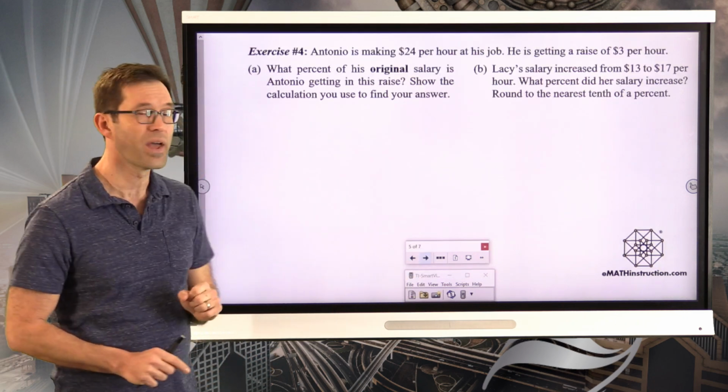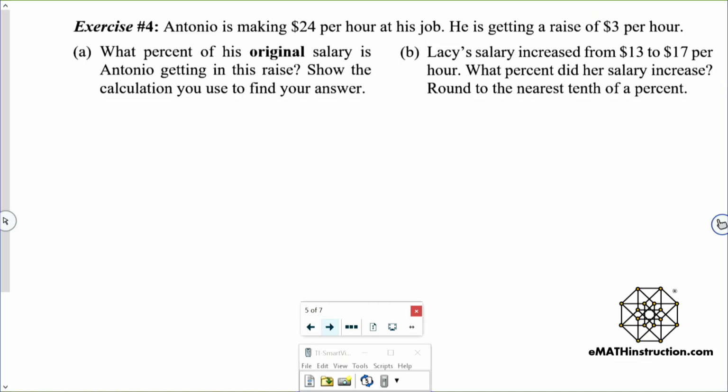Let's take a look. Exercise number 4. Antonio is making $24 per hour at his job. He's getting a raise of $3 per hour. What percent of his original salary is Antonio getting in this raise? Show the calculation you use to find your answer.